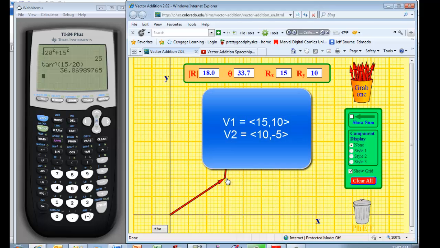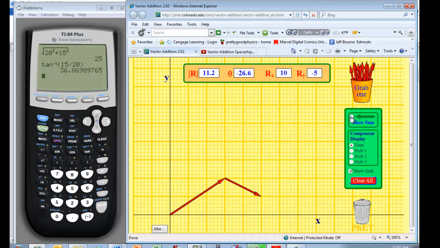And here's another vector, and let's say this vector is 10 on the x but negative 5 along the y. The resultant would end up being this. So I'm going to hold this out here for a minute. Let's figure out how long this is and what angle this is.